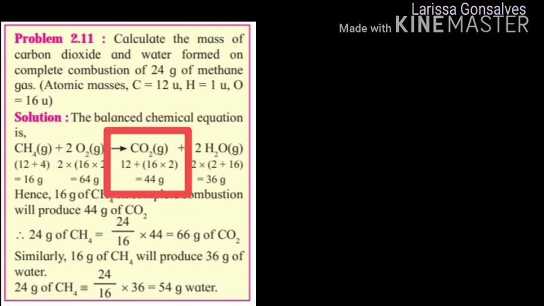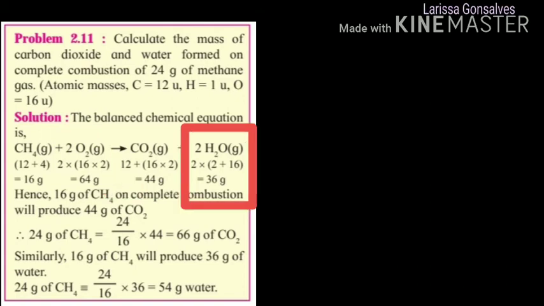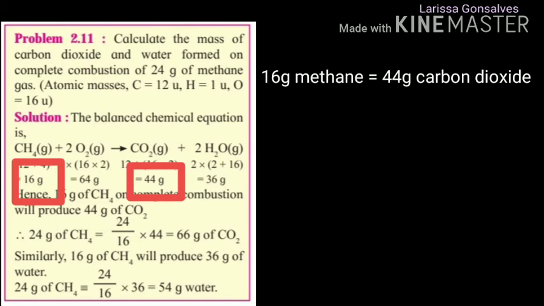Carbon dioxide: carbon is 12, and 2 times the atomic mass of oxygen, which is 16, gives us the molecular mass of 44 grams. 2 times H2O: 2 times the atomic mass of hydrogen, which is 1, gives us 2, plus 16, which is the atomic mass of oxygen, and the answer is 36 grams. Hence, we can say that 16 grams of methane on complete combustion will give us 44 grams of carbon dioxide.